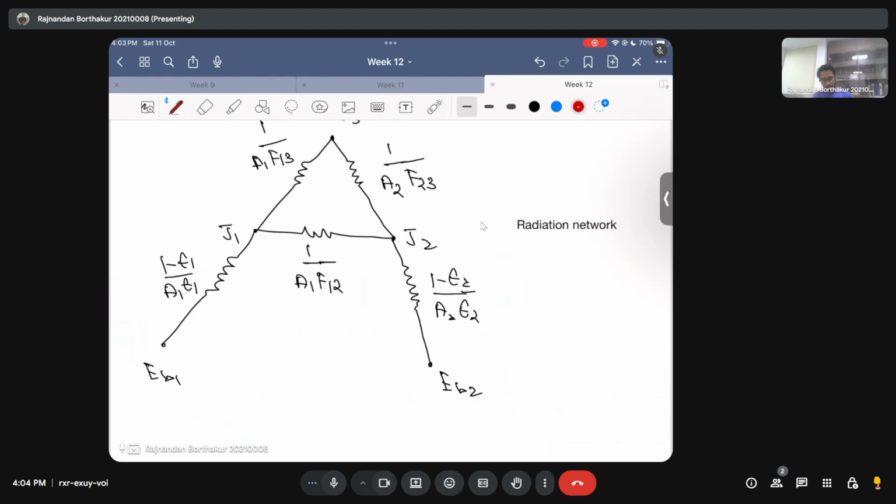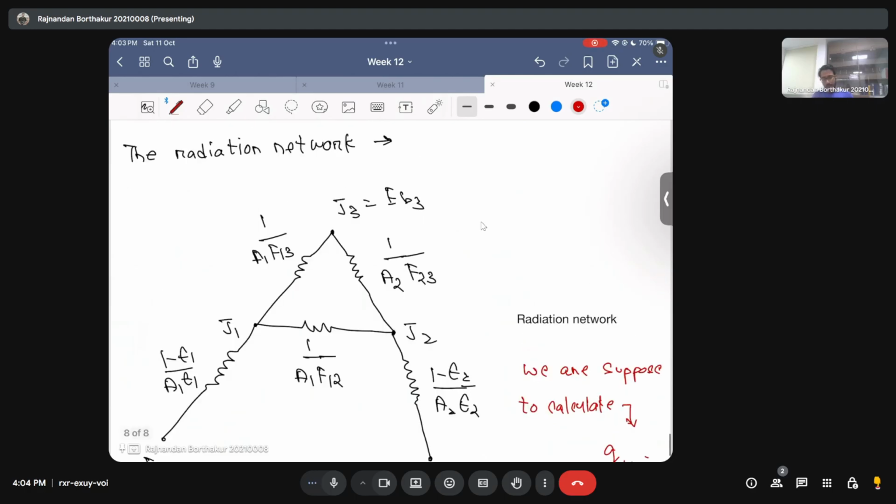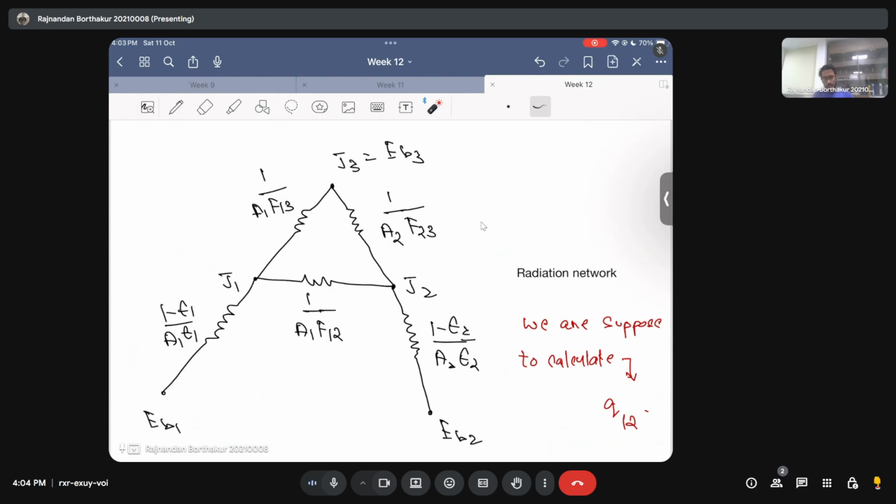So I'll write it down. We are supposed to calculate the quantity Q12. For which I believe you now realize that we need to calculate the radiosities J1 and J2, because if we know the radiosities J1 and J2, Q12 is just going to be EB1 minus J1 by (1 minus epsilon 1) by A1 epsilon 1. That is going to be Q1. That is the net radiation exchange taking place between the absorber and the heater.